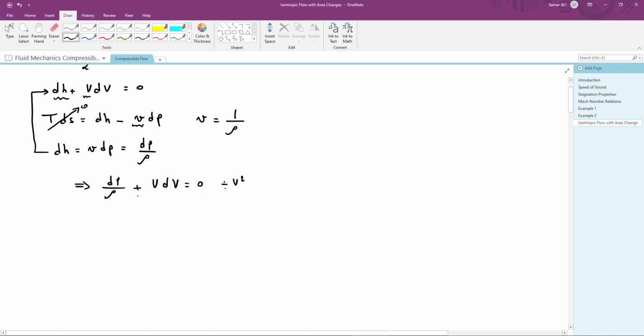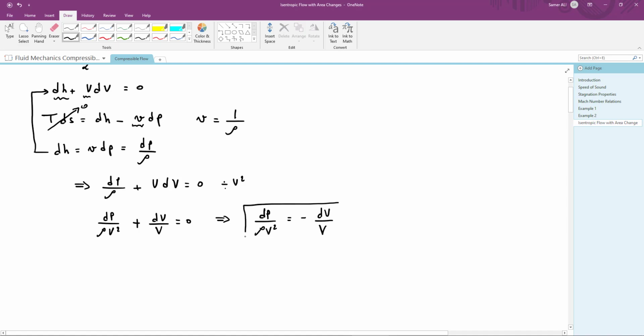So in order to write it in a dimensionless form or in a normalized form, we will have dP over rho V square. So you can see this rho V square is a term very similar to the dynamic pressure, which is half rho V square. Okay, so we'll have a pressure divided by a pressure, so this is a dimensionless number, plus dV over V will be equal to 0. So we will say that dP over rho V square is equal to minus dV over V.